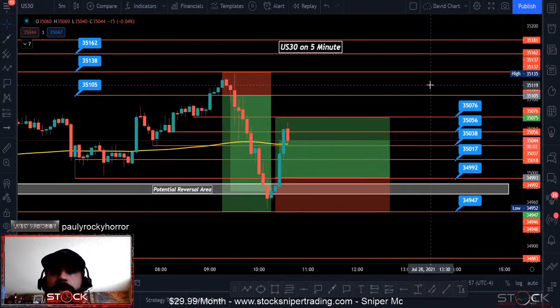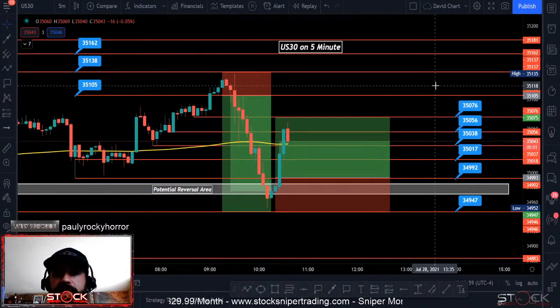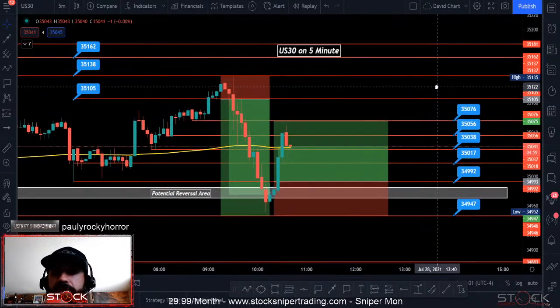Okay, there's your retest candle there, guys. Let's see if it's going to continue bearish or if it's going to go bullish.